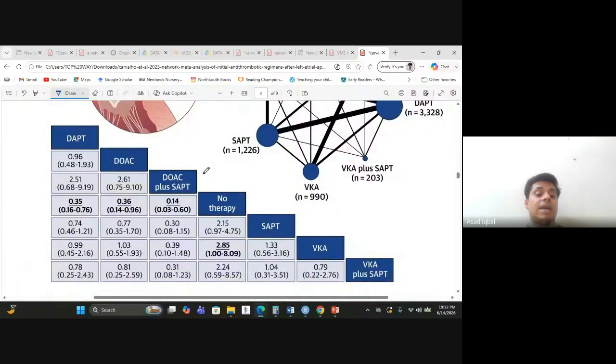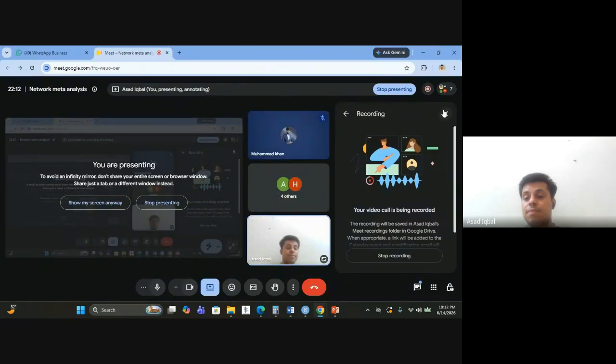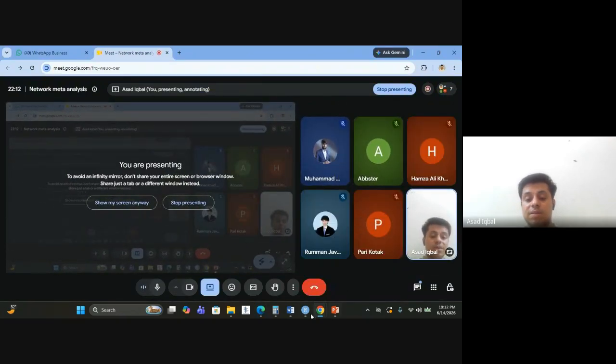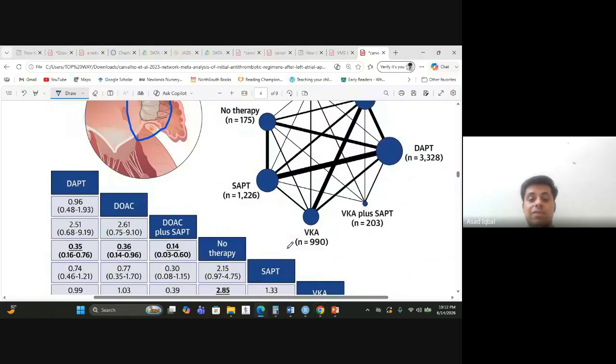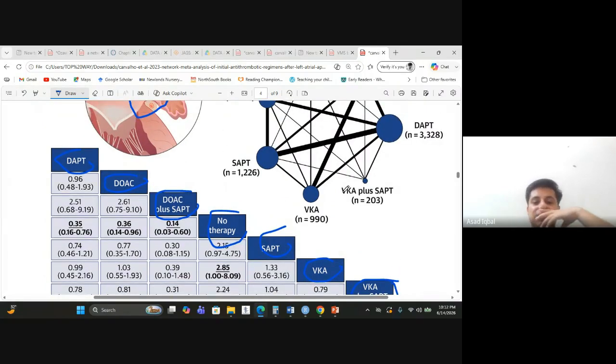There are different therapies physicians and interventional cardiologists use for this, like dual antiplatelet therapy, dual oral anticoagulant, DOAC plus single antiplatelet therapy, no therapy at all after the occlusion, SAPT, vitamin K antagonist, vitamin K antagonist plus SAPT. There are different options, and that's the concept of network meta-analysis.